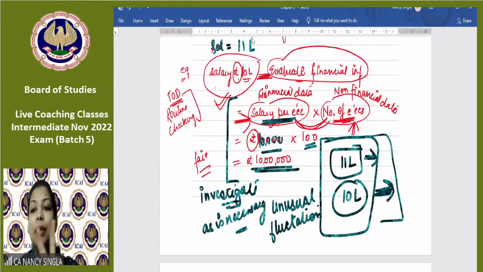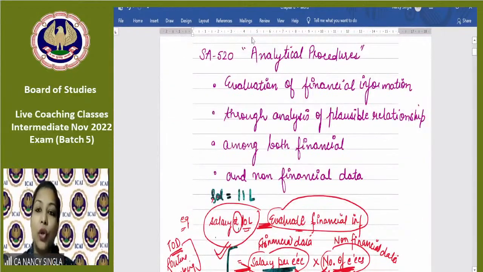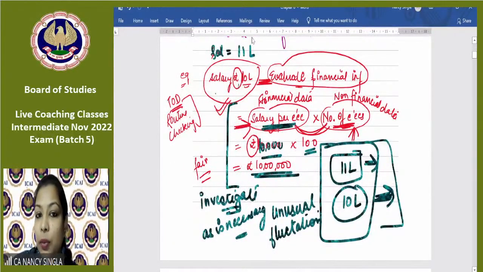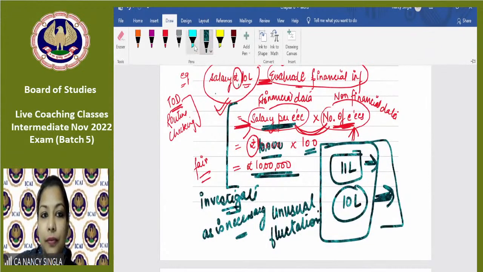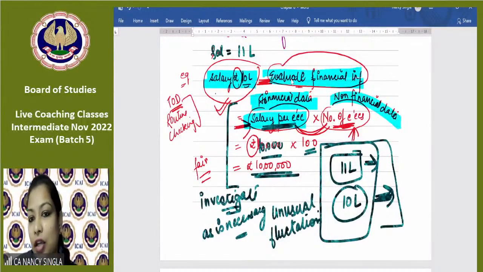Okay? So analytical procedure includes two things, not only limited to evaluating the financial information, but if there is any inconsistency, then checking that in detail. Okay? Now let us have a look at the definition, and while we are discussing the definition, I want all of you to keep this example in mind. First example, that the auditor was evaluating the financial information, which is what? Salary of rupees 10 lakhs. He analyzed what? Financial information and non-financial data. Okay? Which is what? Number of employees.